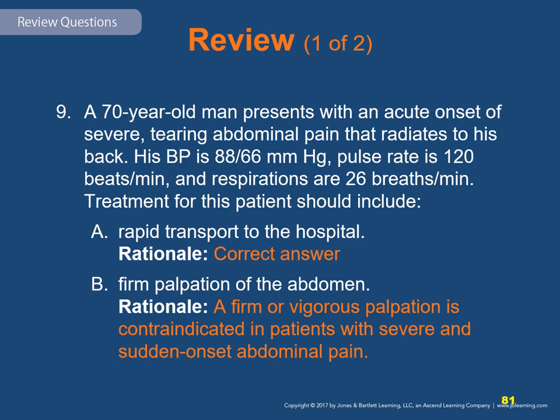A 70-year-old man presents with an acute onset of severe tearing abdominal pain that radiates to his back. His blood pressure is 88 over 66 millimeters of mercury, pulse rate is 120 beats per minute, and his respirations are 26 breaths per minute. Treatment for this patient should include A, rapid transport to the hospital, and that is the correct answer. B, firm palpation of the abdomen. Firm or vigorous palpation is contraindicated in patients with severe or sudden onset abdominal pain, so that one's incorrect.